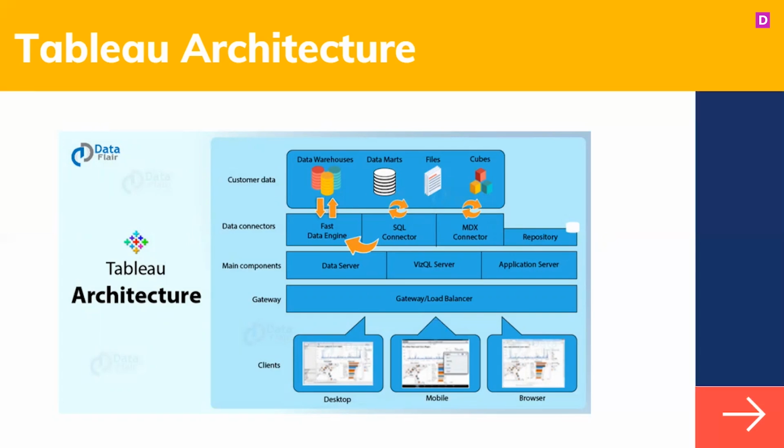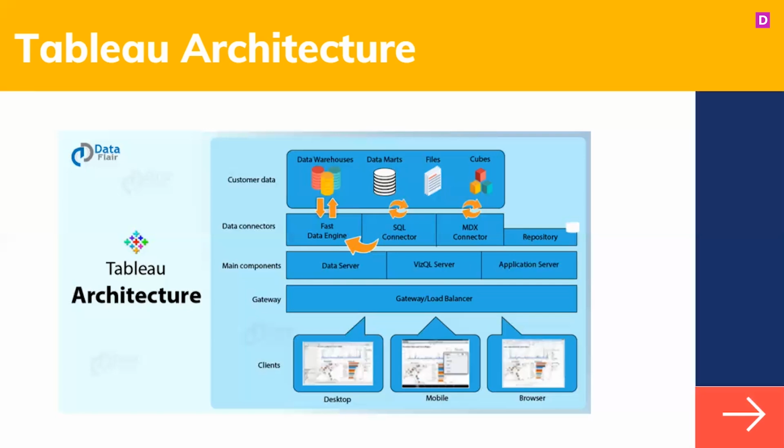Second is your data connectors layer, which is going to help you establish the connection between the data source and your Tableau. You have multiple connectors. One is your data engine, and you have SQL connectors, MDX connectors. And what the data engine is going to do is process the data requested by the user, and then assign the data types. Likewise, there are different types of connectors available, and that comes in the layer of your data connectors layer.